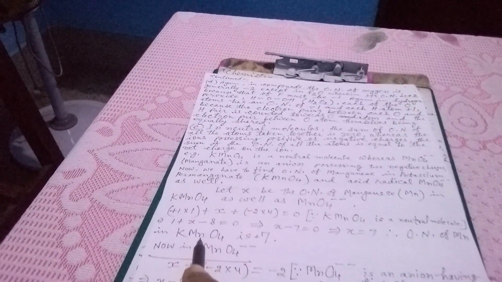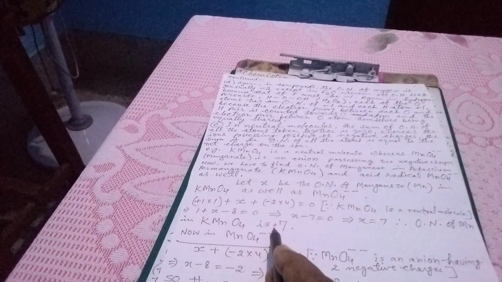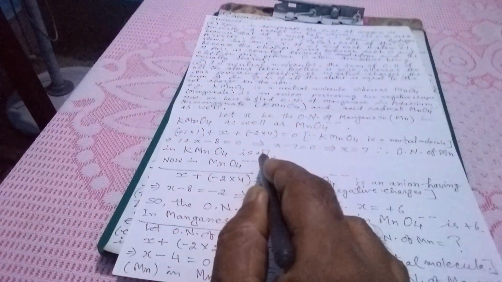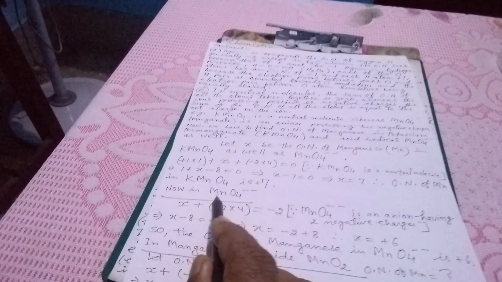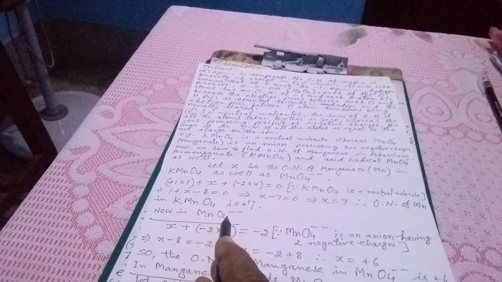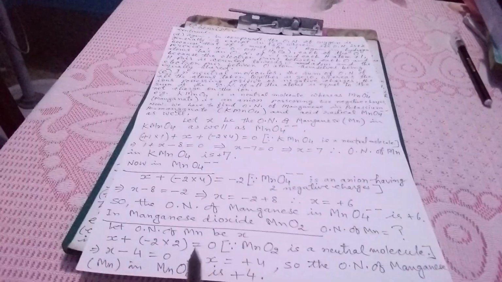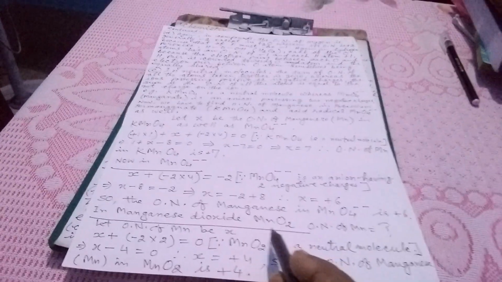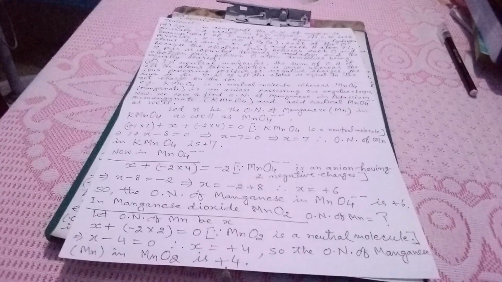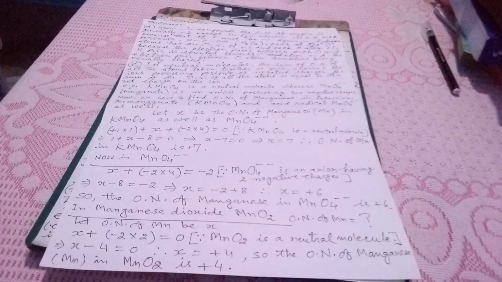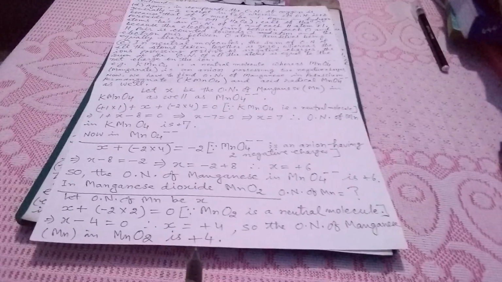So in 3 different examples we find that in potassium permanganate, the manganese oxidation number is +7, in the MnO4 anion its manganese oxidation number is +6, and in manganese dioxide MnO2, the oxidation number of manganese is +4. In this way, you will find the oxidation number of different compounds.